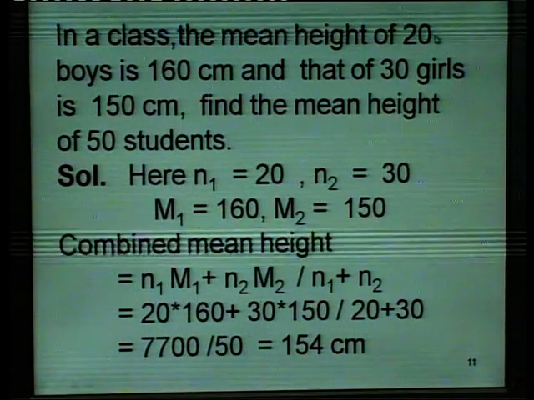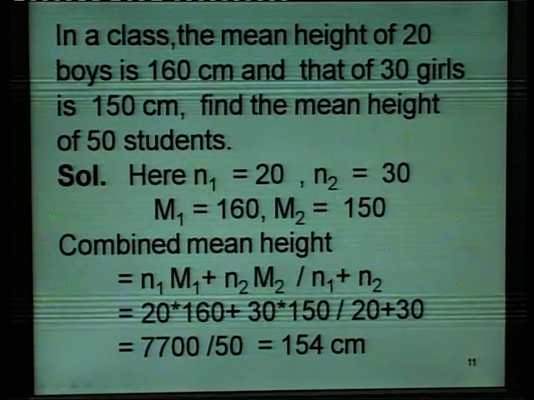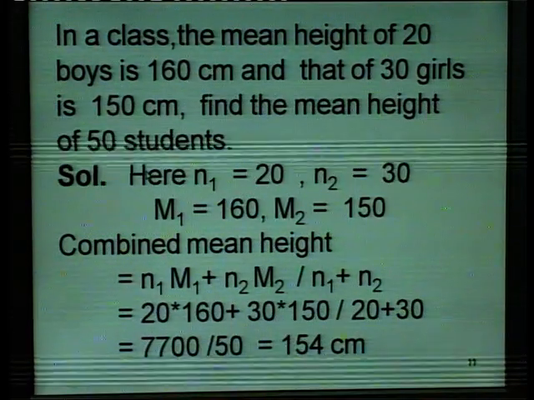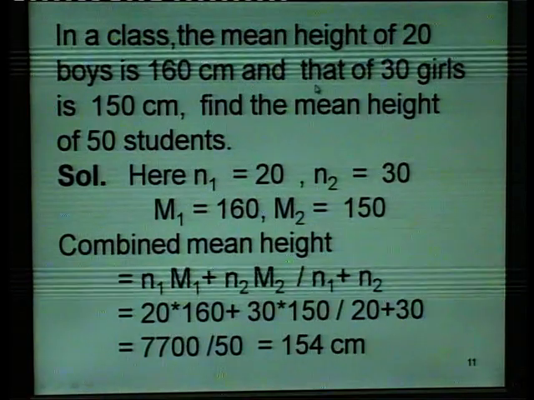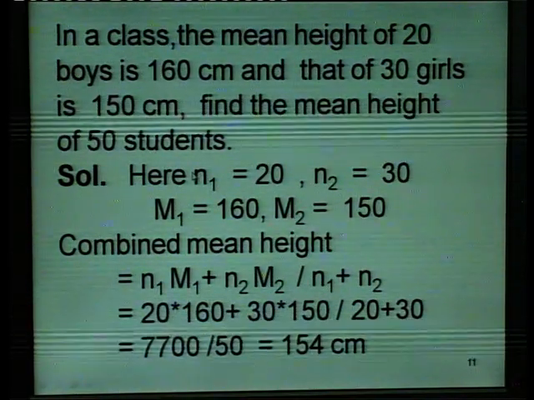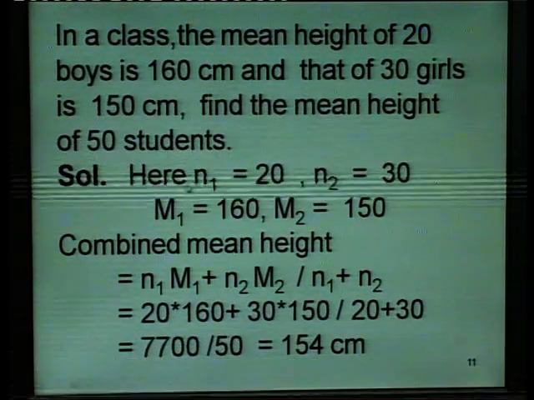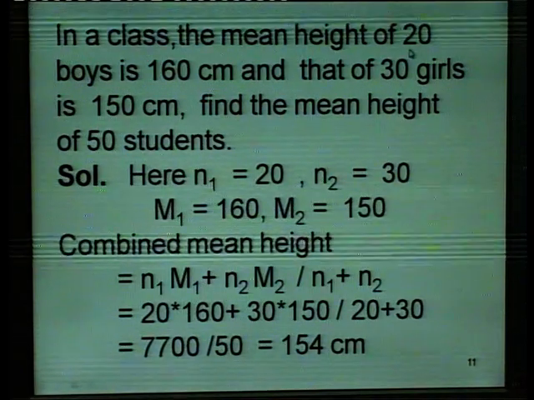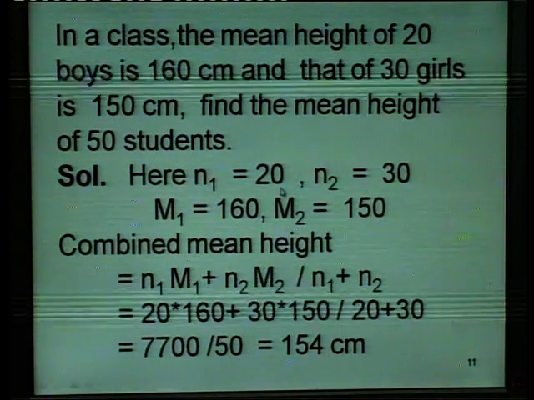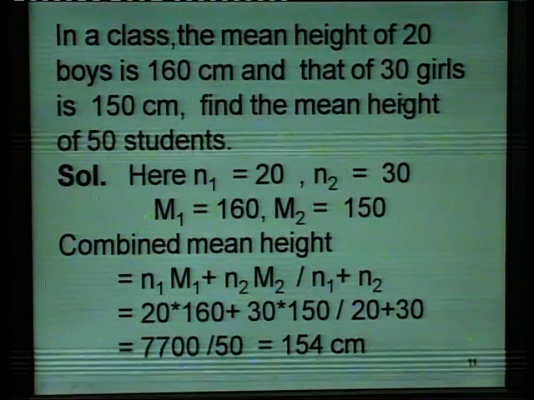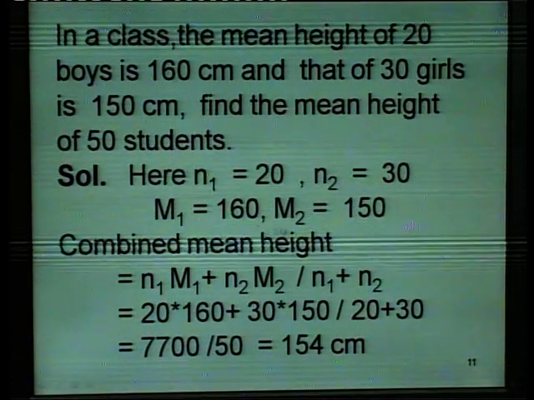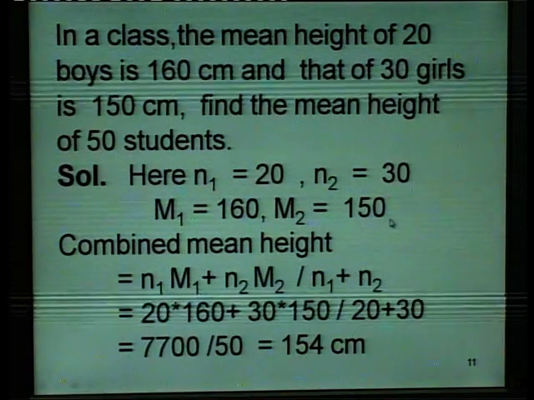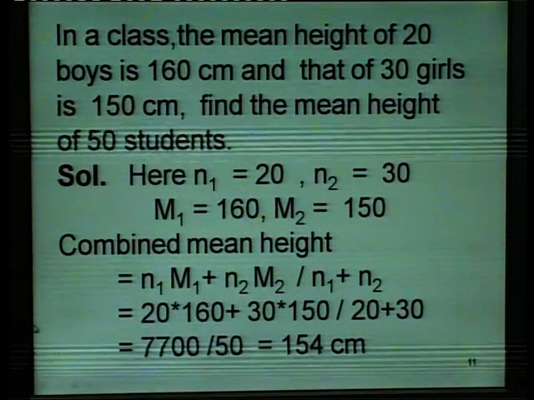There are 20 boys and there are 30 girls. The total number of students is 50. We are given the mean height of boys and the mean height of girls, and we have to combine these two groups. So here, for N1 take the number of boys, 20; for N2 take the number of girls, 30; for M1 take the mean height of boys, 160; and for M2 the mean height of girls, 150.